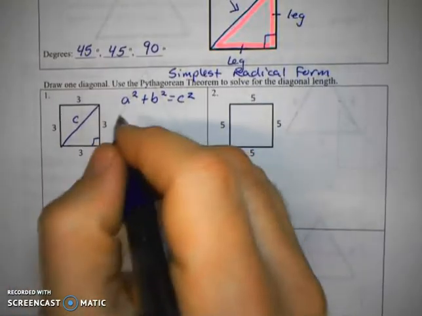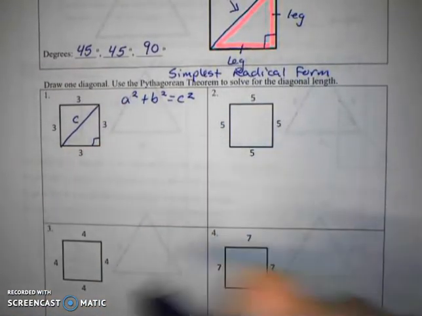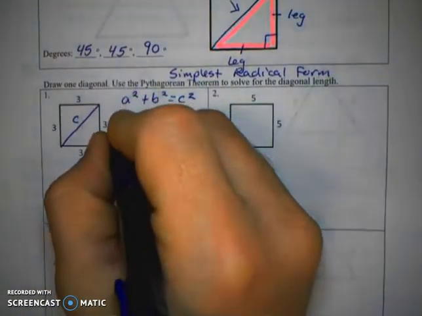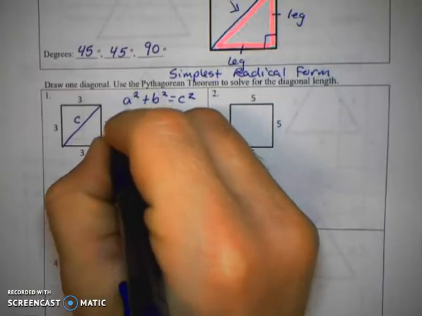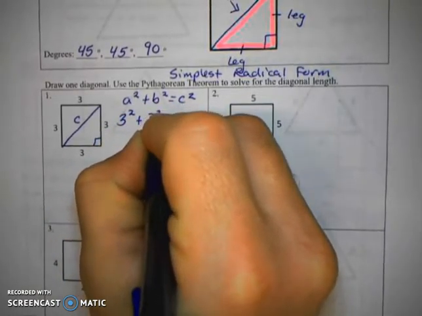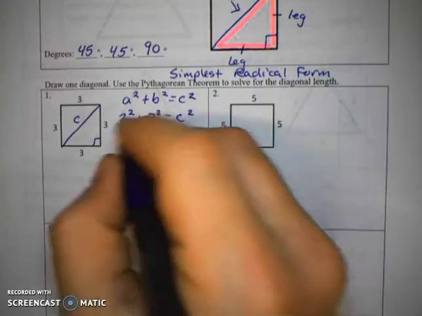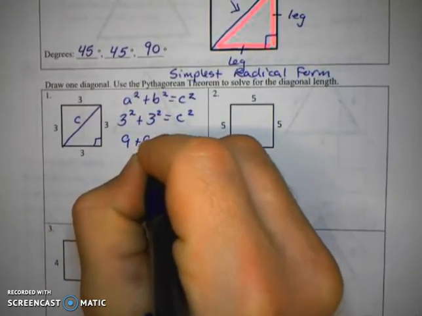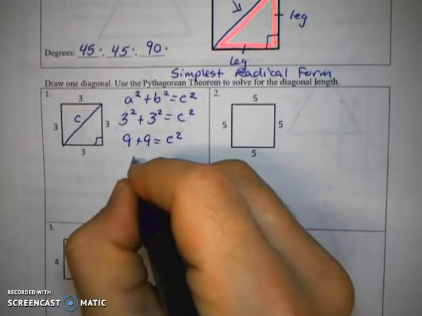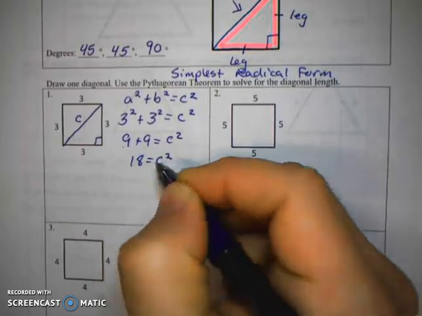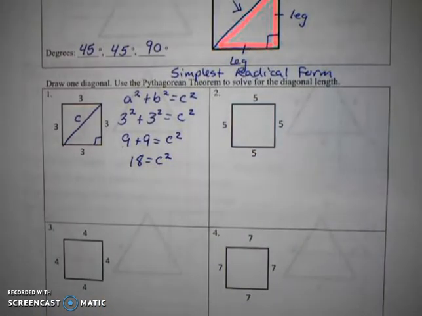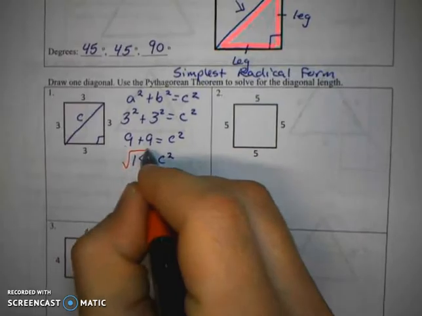Okay, and so I'm going to do number one with you, and then I want you guys to do the next three. So the legs are both 3 and 3. And so to start to solve this equation, we square 3 and 3. 9 plus 9 is 18. Then we take the square root of both sides.